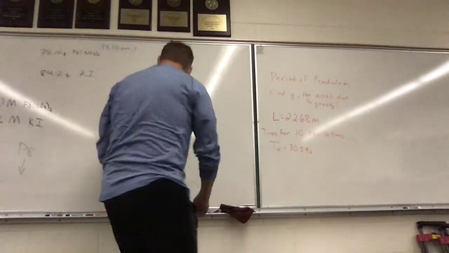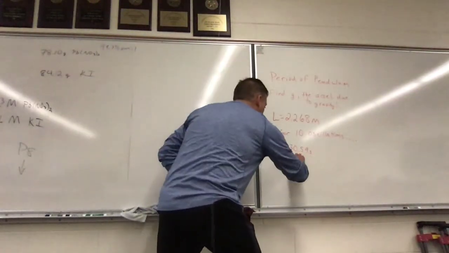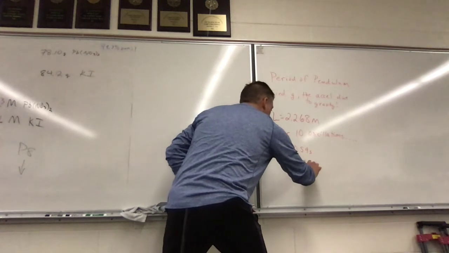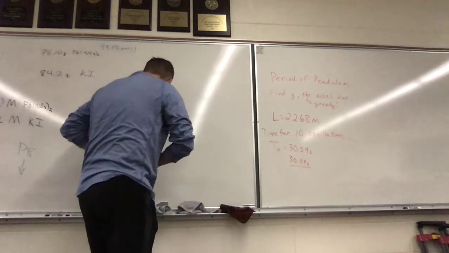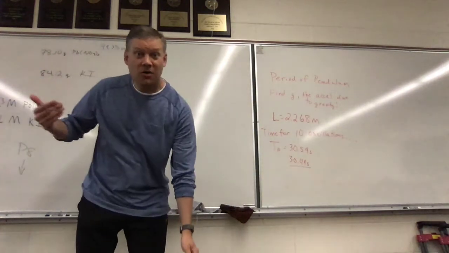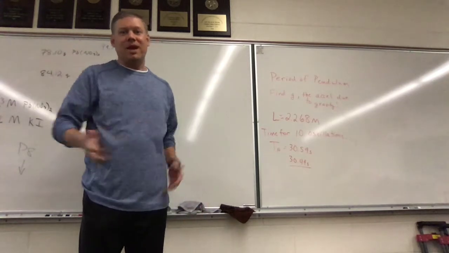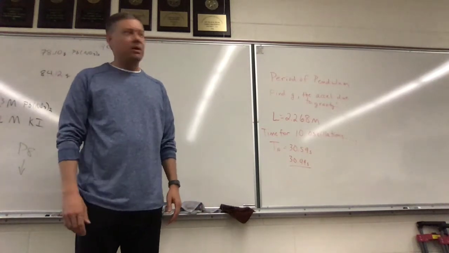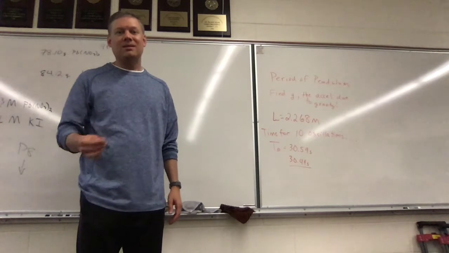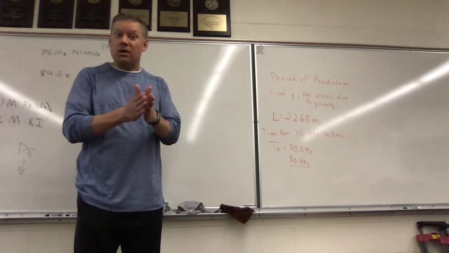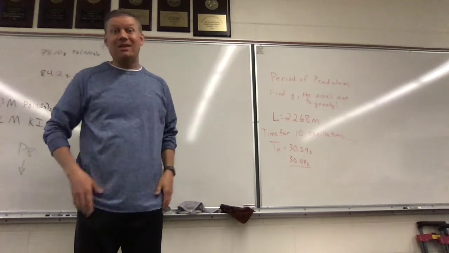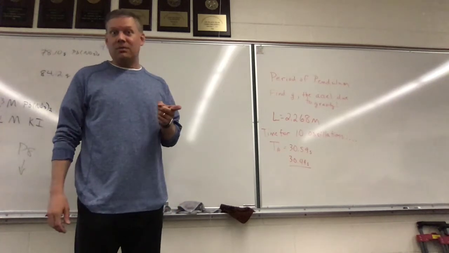Some of you are kind of counting. 30.49 seconds, and you're like, wait a second, it went back twice as far. Why didn't it take twice as long? Because the period of a pendulum equation doesn't depend on the size of the arc. The amplitude of the wave does not matter. It has to do with the length of the pendulum.